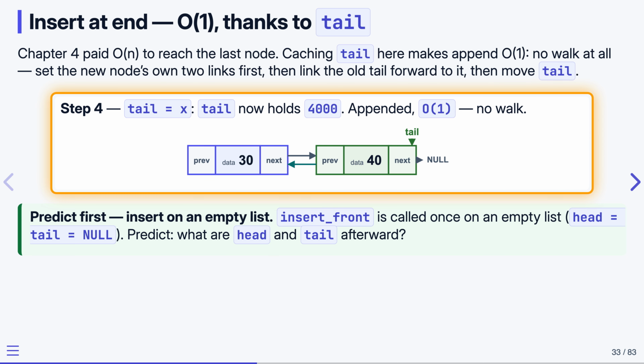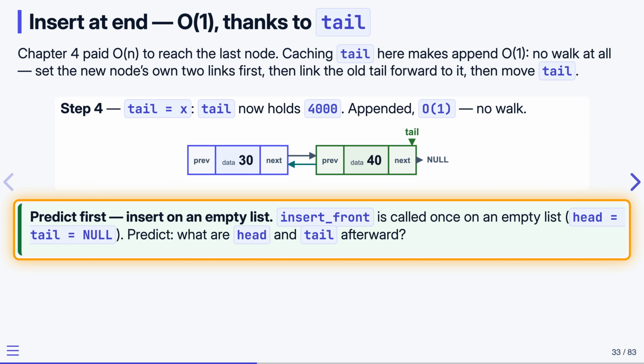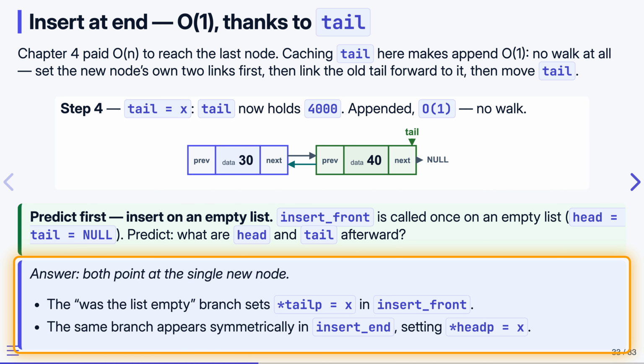There was no walk. Let's predict first. Say insert front is called once on an empty list, where head and tail are both null. What are head and tail afterward? The answer, both head and tail point at the single new node. The list-empty branch sets tail to X inside insert front, and the same branch appears symmetrically in insert end, where it sets head to X.